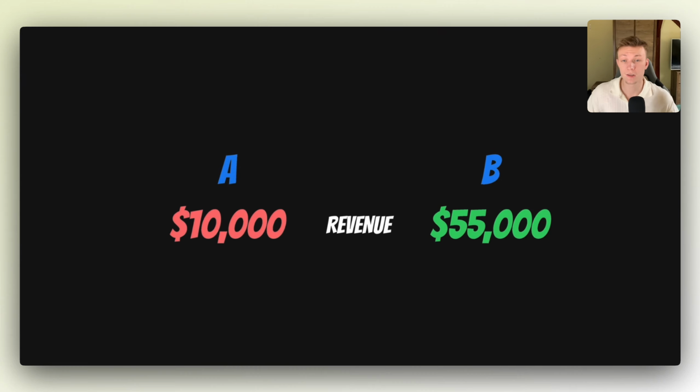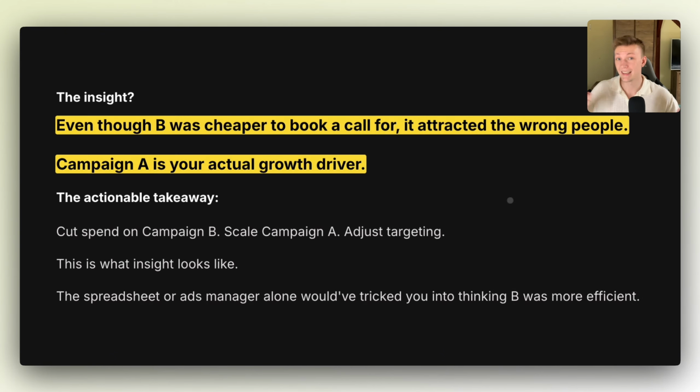When we look at the revenue, campaign A has produced 10,000 and campaign B has produced 55,000. Now, the insight is that even though campaign A was cheaper to book a call for, it attracted the wrong people. Campaign B is actually the growth driver. Now, the actionable takeaway is cut spend on campaign A, scale campaign B, adjust targeting. Now, that's what insights look like. The spreadsheet or the ads manager alone would have tricked you into thinking that campaign A might be more efficient.